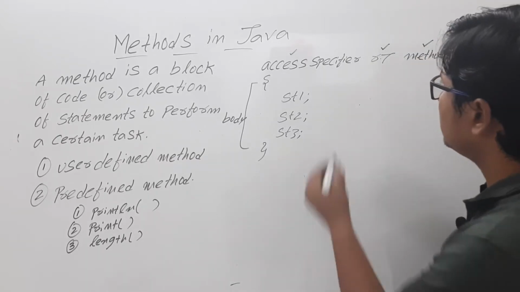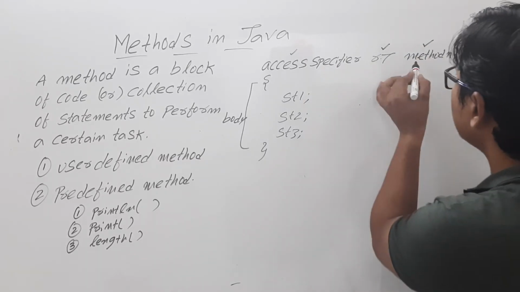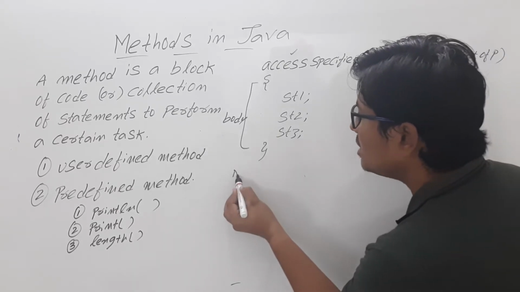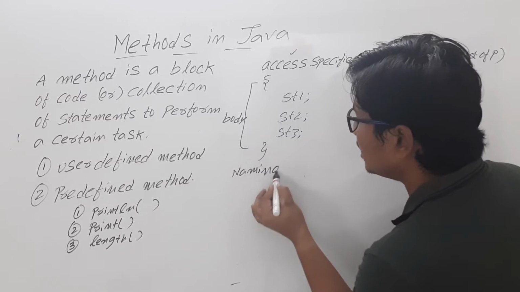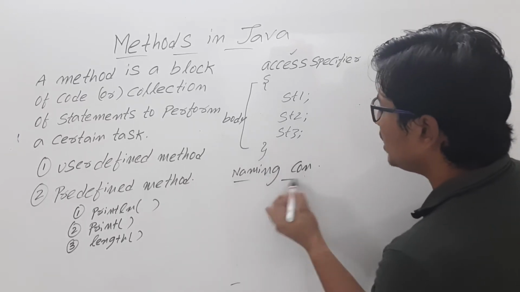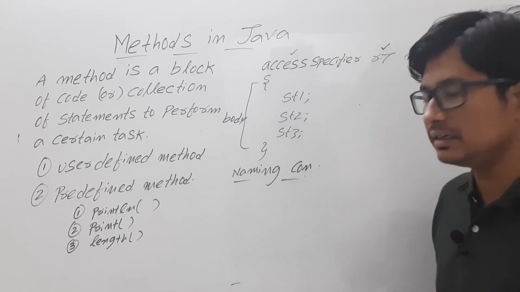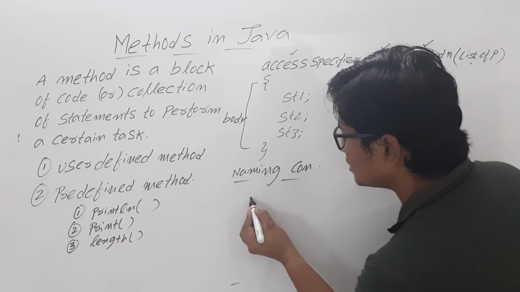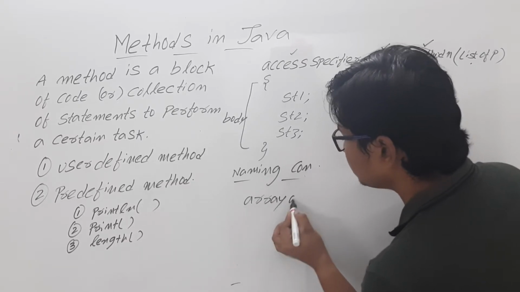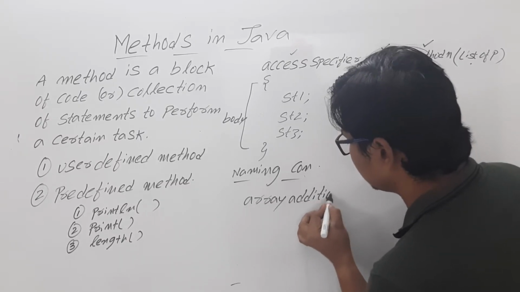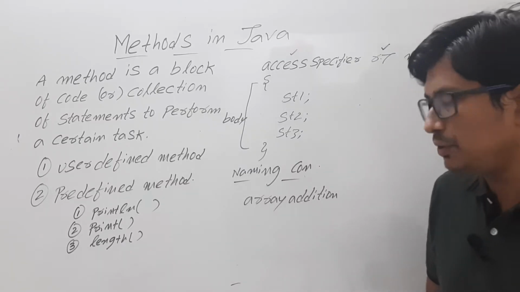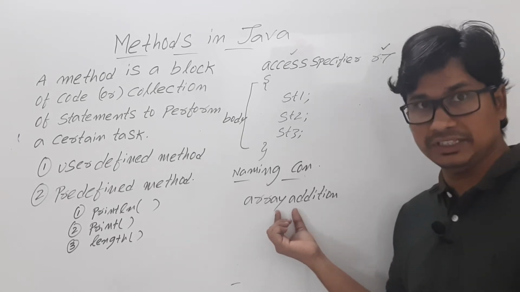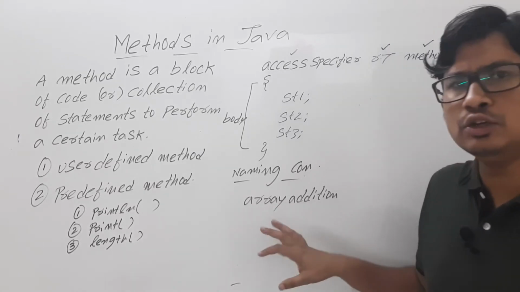Okay, so the point here is what is the name or how you will give the name. We will call it a naming convention in Java. For a method, suppose you want to have a method called array addition. You have to give a method name stating array addition. There is no space in between. Is it clear? Array addition, it is 2 words.